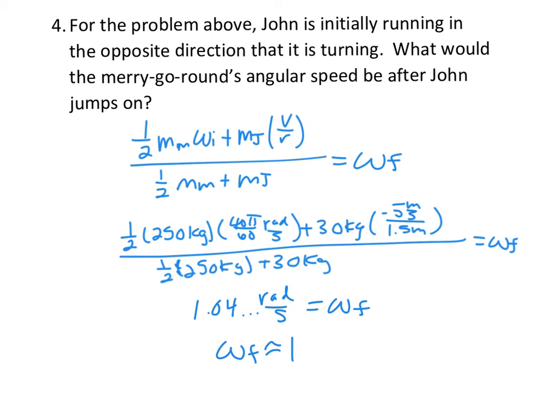So it's about 1 radian per second versus 2 radians per second when he was moving in the same direction. So you can see here the fact that he was going in the opposite direction is going to slow down the angular speed of the merry-go-round once he jumps on, because it's essentially taking some angular velocity away.